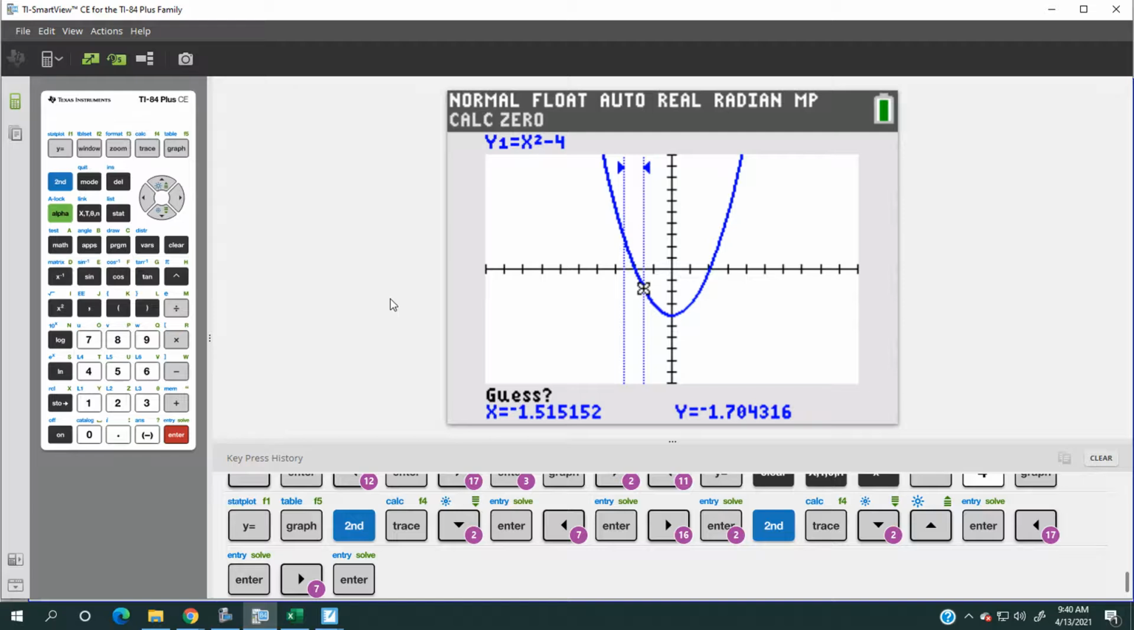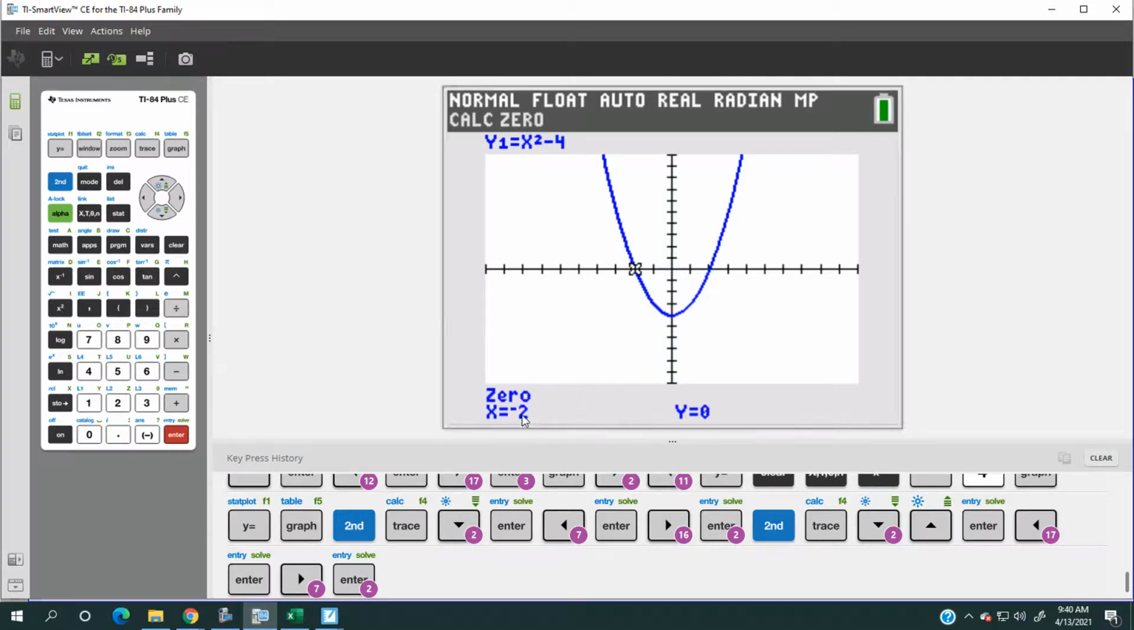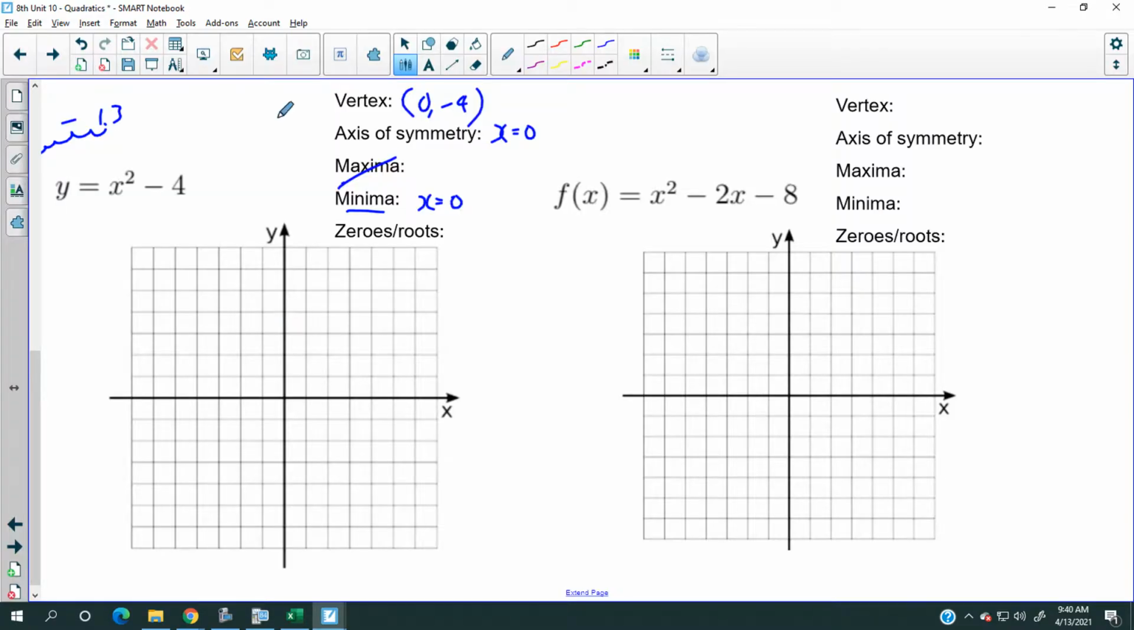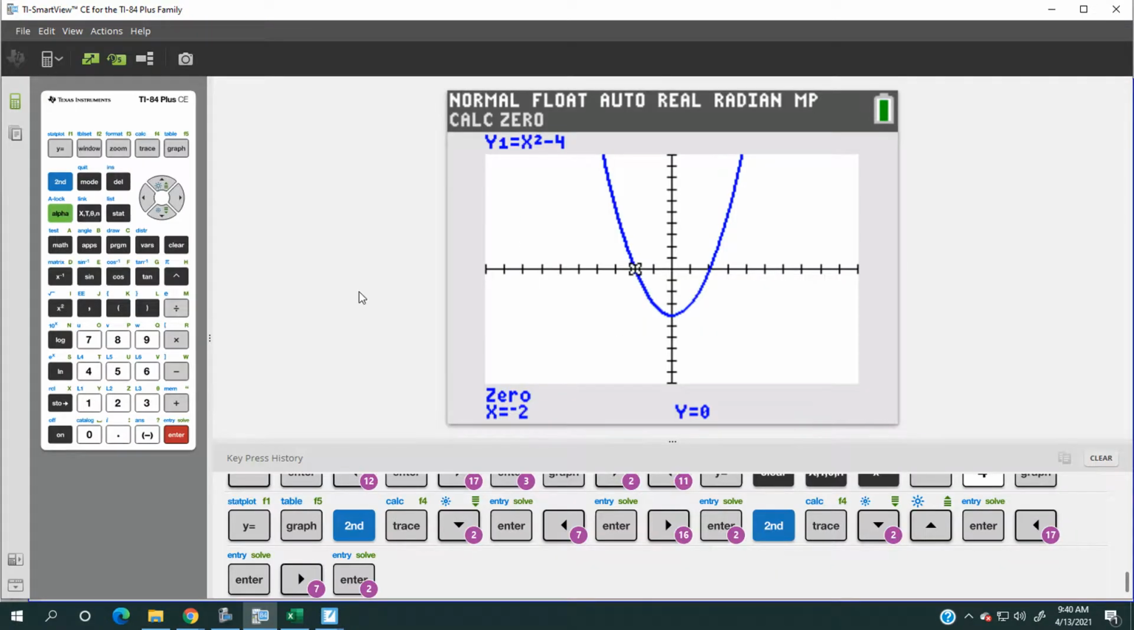I'm gonna take a wild guess. Negative 2, 0. So negative 2. So the roots are where x is negative 2. And what's the other one?